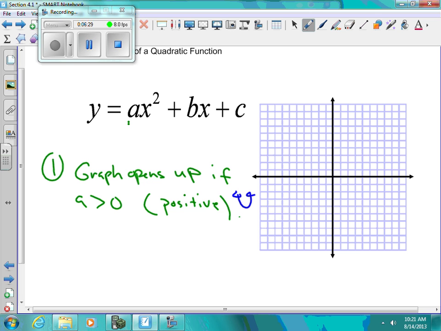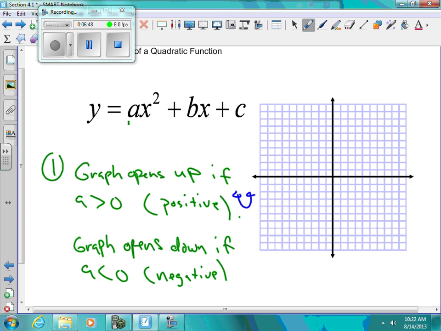Conversely, I'm sure you're all guessing this right now, the graph opens down if, you got it, A is less than 0 or negative. Same A, so if A is positive in front of x squared, it goes up. If A is negative, it goes down. And so it'll look like a frowny face. Okay?